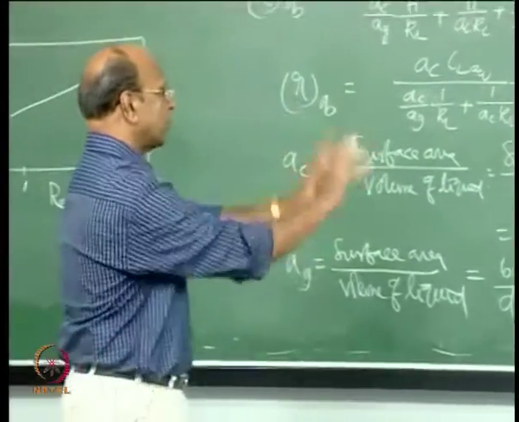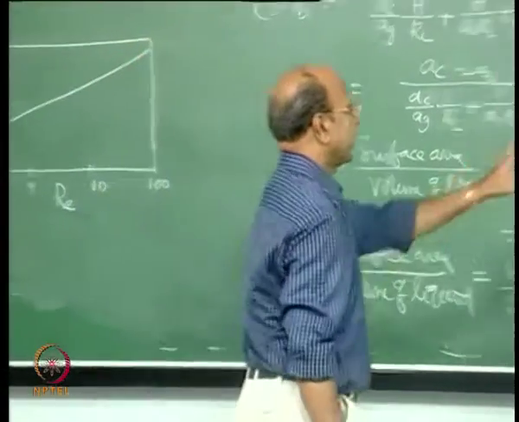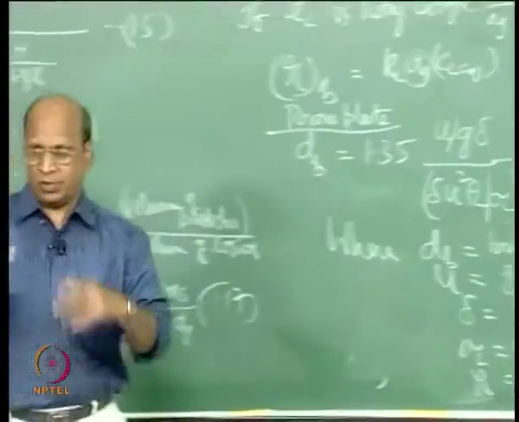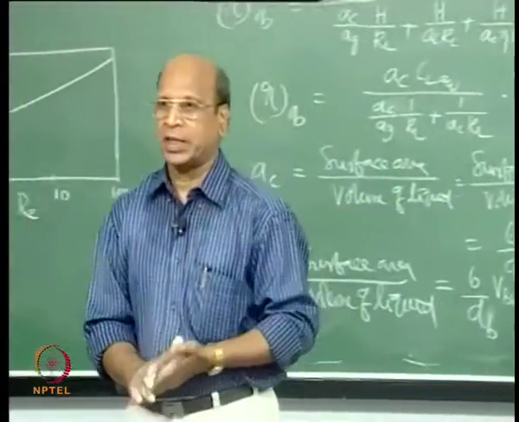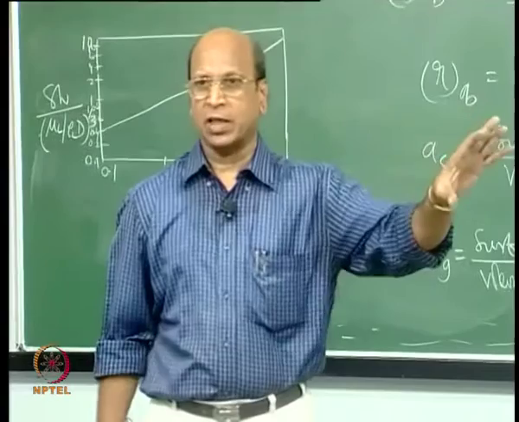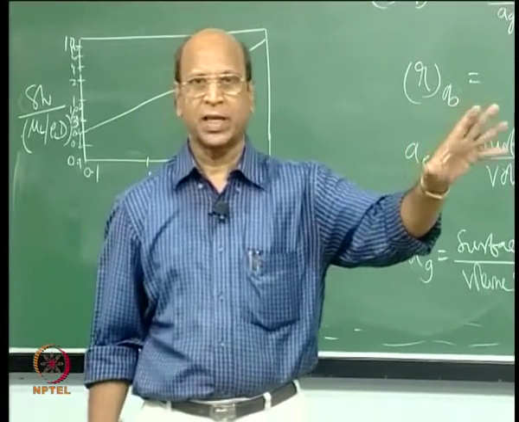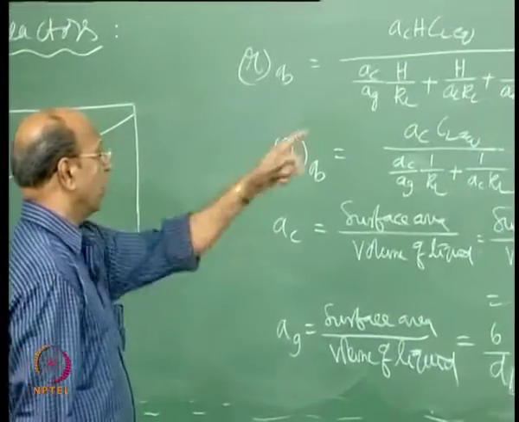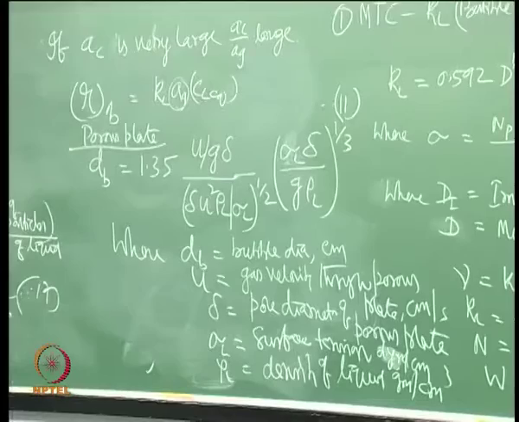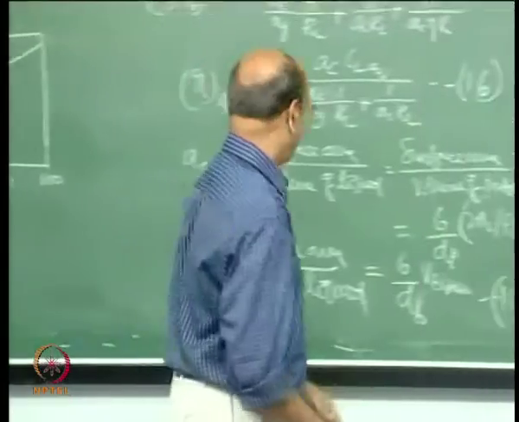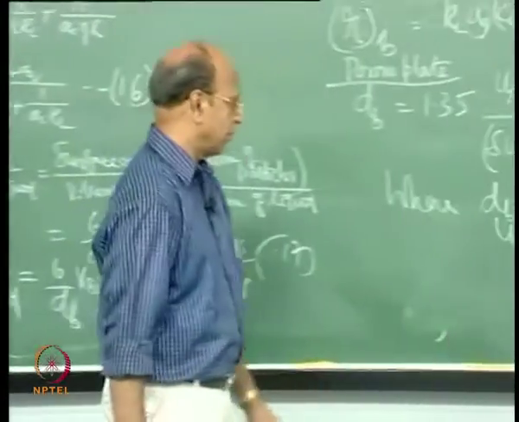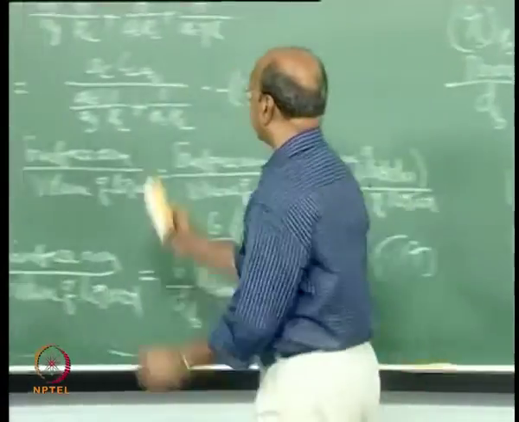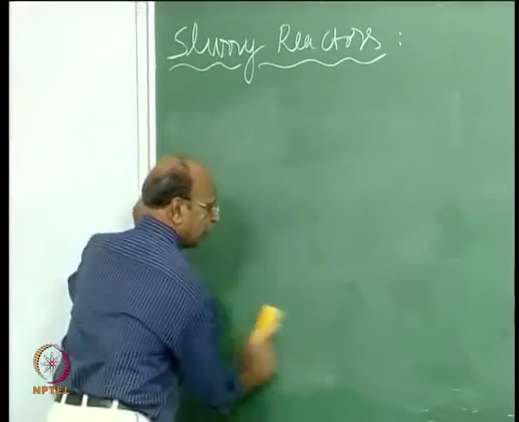So good. Now we have sufficient information for the rate expression. You know how to derive the general rate expression and how to get the constants that are involved, KL, KC, KG, and all that. You also know how to find AG, AC, all that information we have now. Now it is application to the slurry reactor. Application to the slurry reactor is very simple, it is not that difficult.